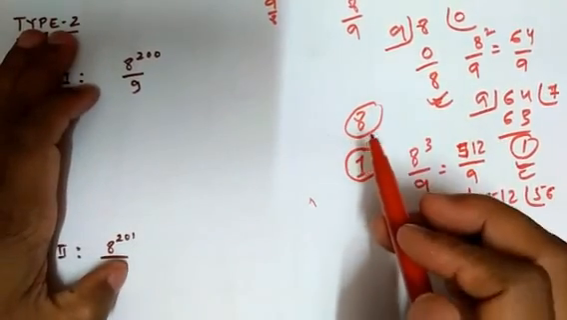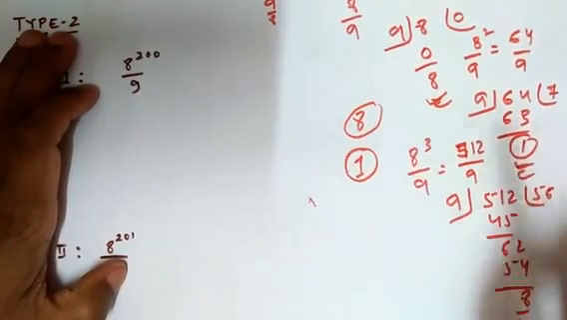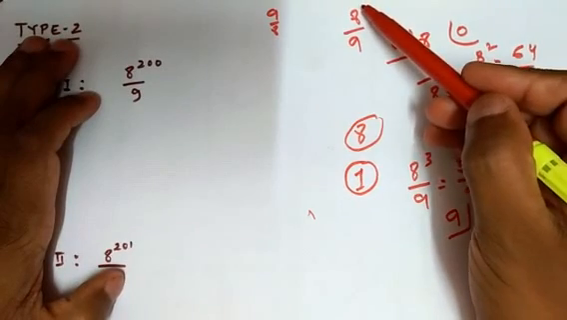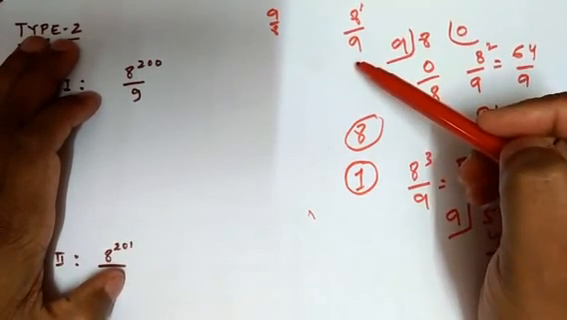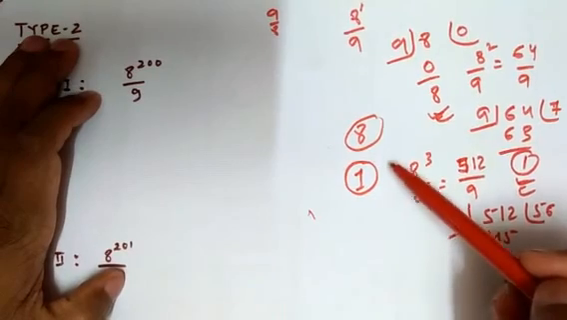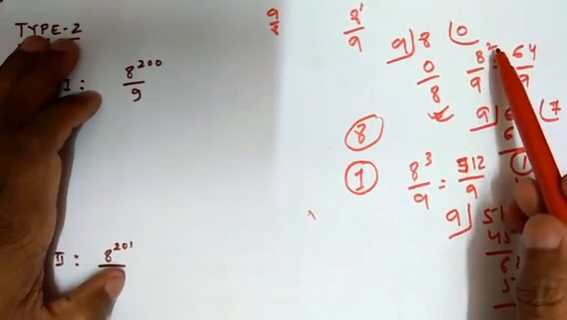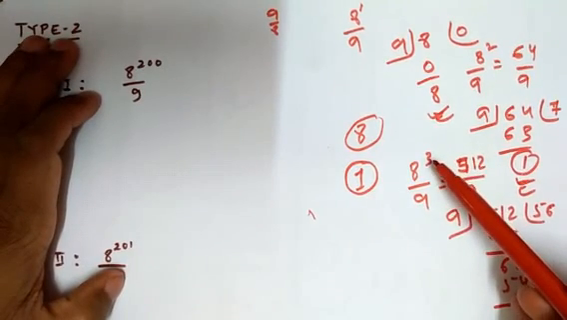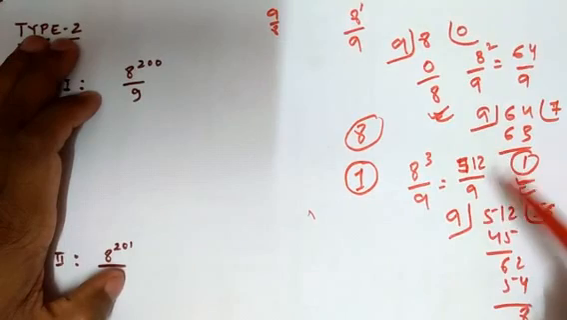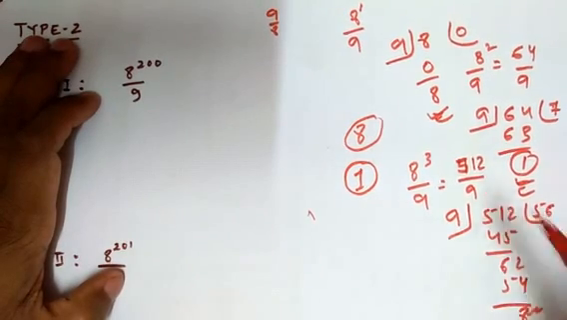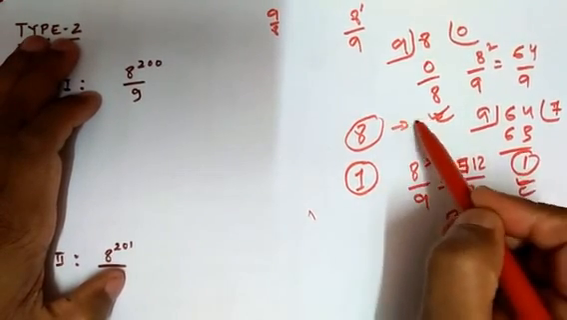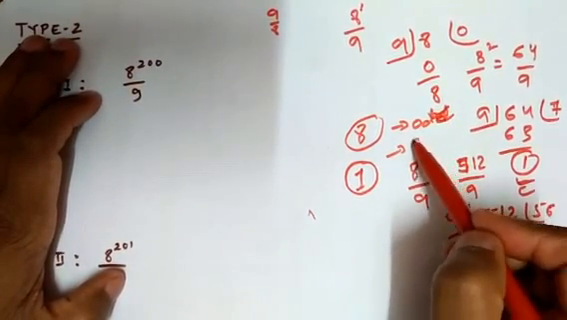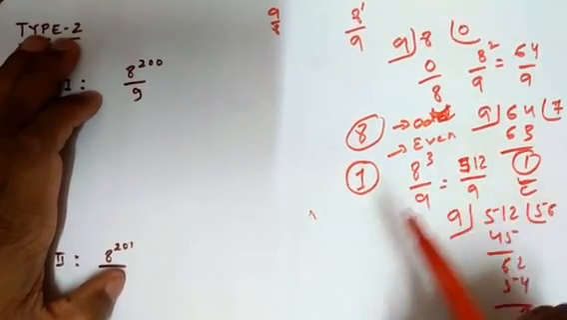In what case is the 8 coming? If you can see, 8 is coming when the power is 8 to the power 1, that is odd. And 1 is coming when the power is even, that is 8 squared. And again with 8 cubed, if the power is odd, then the remainder is again 8. So 8 is coming when the power is odd, and 1 is coming when the power is even. Now it's simple.